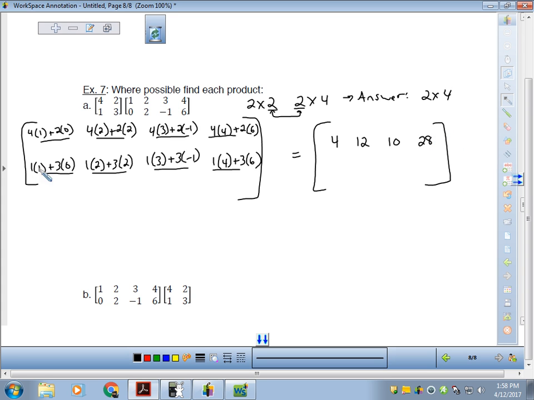Down here, 1 times 1 is 1, 3 times 0 is 0, 1 plus 0 is 1. 1 times 2 is 2, 3 times 2 is 6, so we have 2 plus 6, that gives us 8. 1 times 3 is 3, 3 times negative 1 is negative 3, 3 plus negative 3, that gives us 0. And then 1 times 4 is 4, 3 times 6 is 18, so 4 plus 18, that gives us 22. And so there is our answer.